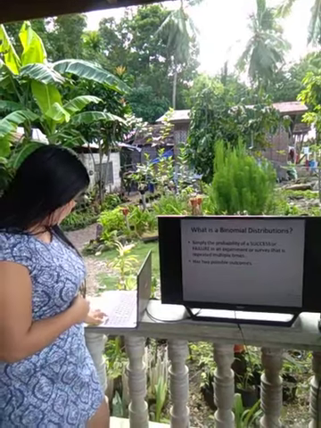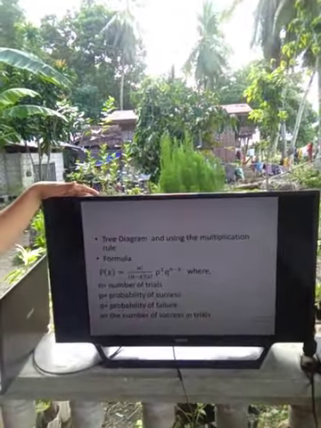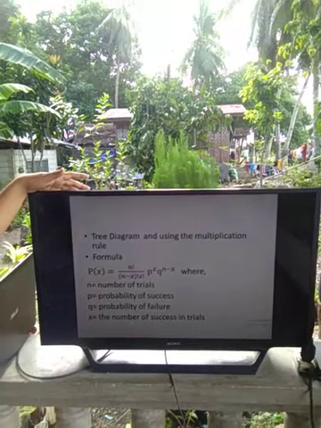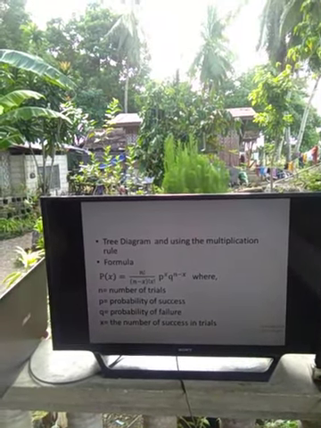Next, in determining the binomial distribution of a certain example, there are ways of determining it. The first way is using a tree diagram and the multiplication rule. And the easiest way is by using its formula.